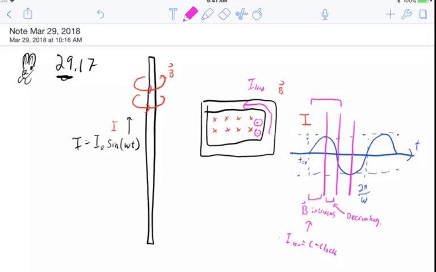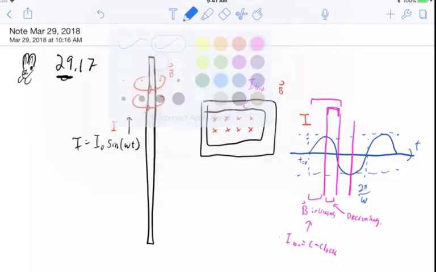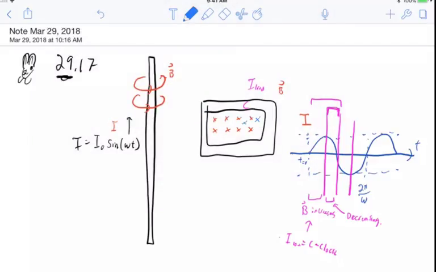For the second part of this, the magnetic field is still pointing into the page, but for this time interval, the strength is decreasing. So as it decreases, Lenz's law says, oh, I want to get that magnetic field back, and the loop is going to generate a current that replaces the missing magnetic field strength, which is that way. So for this time interval, I is clockwise.